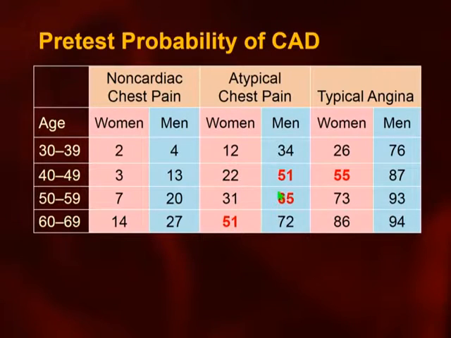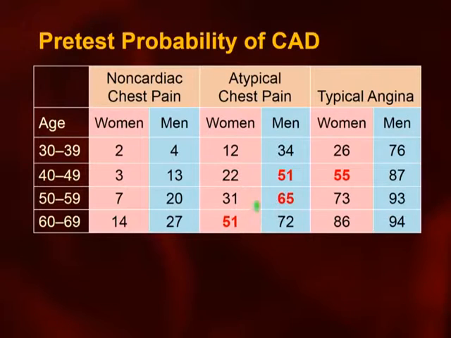What you want to focus on are the numbers in red here. They may not be in red on your syllabus, so you'll want to highlight them. These numbers in red are where the pretest probability is right there in the intermediate range, and those are the patients who are most going to benefit from an exercise treadmill study. This is not a table for nuclear imaging. This is specifically for exercise treadmill, okay, for risk stratification with that.